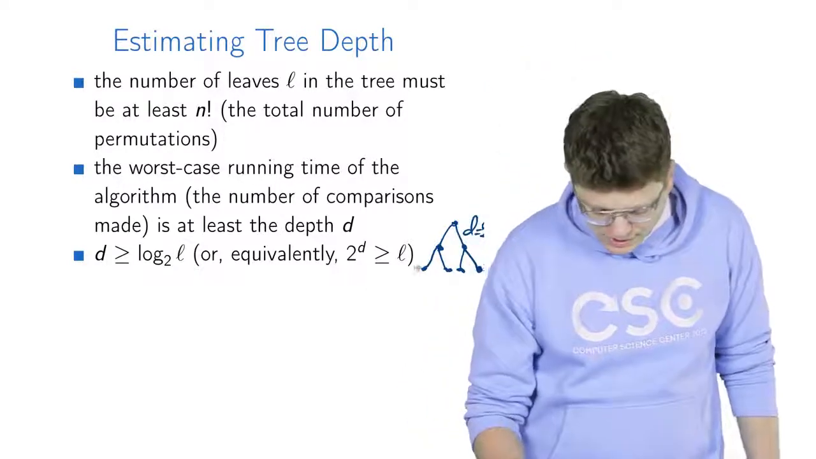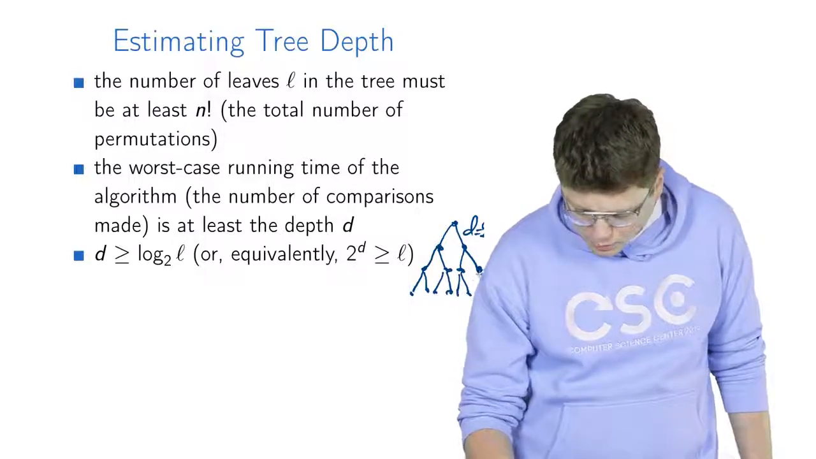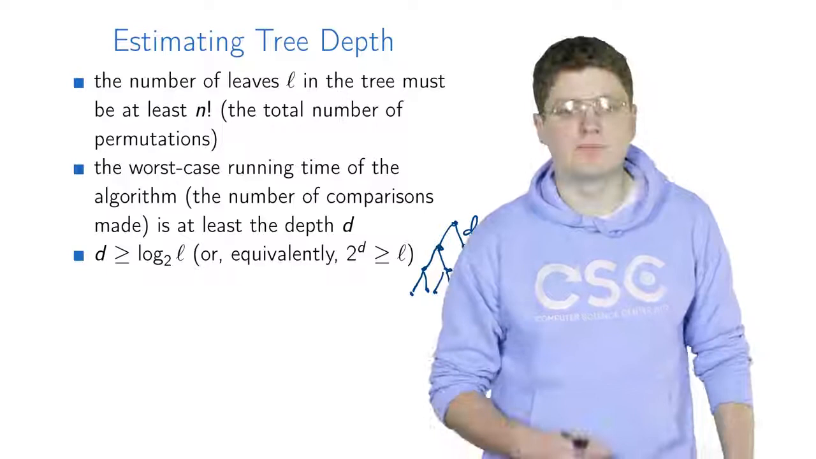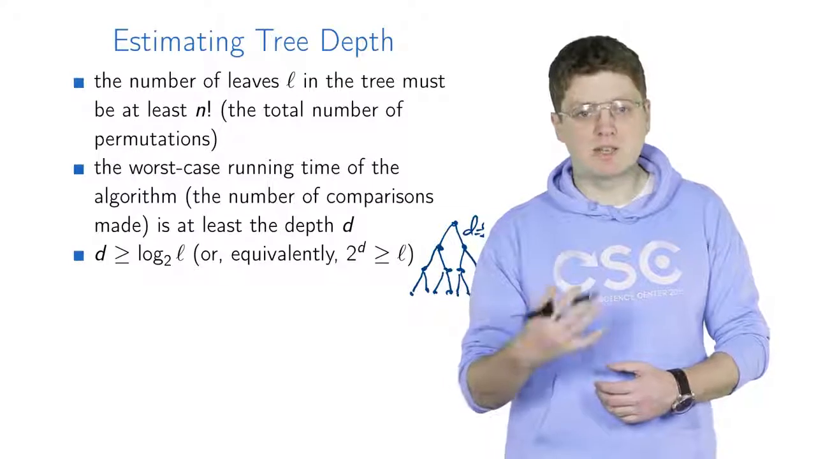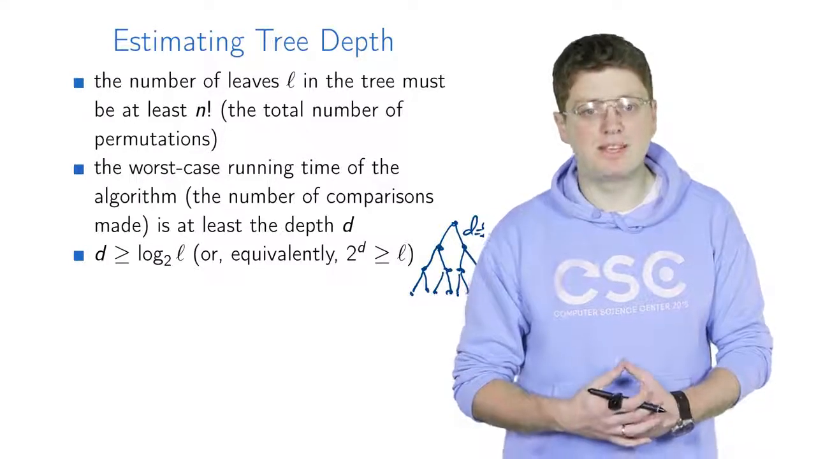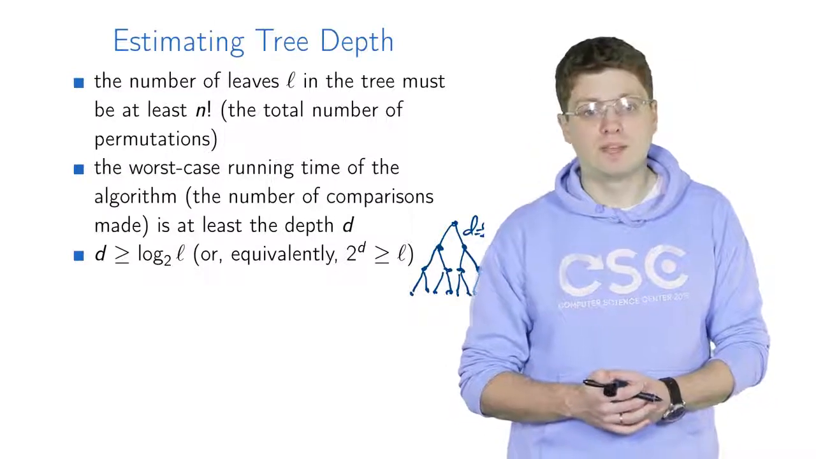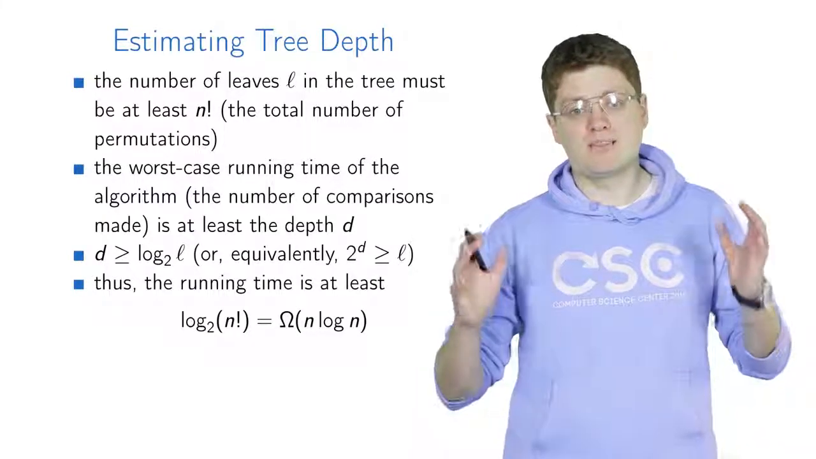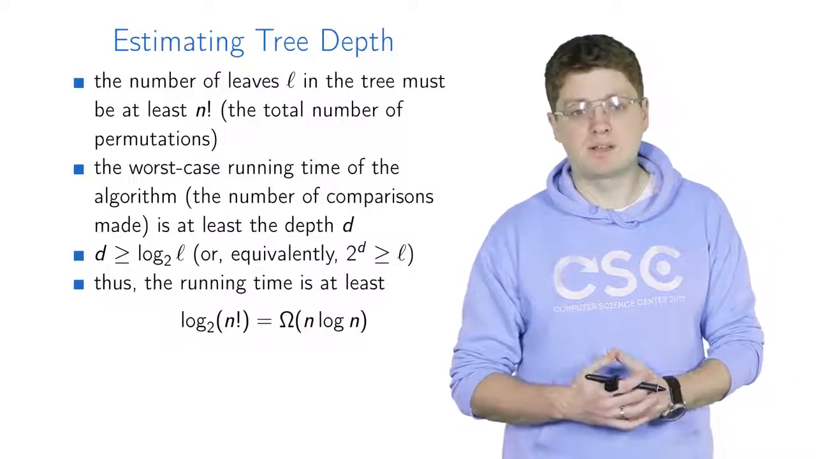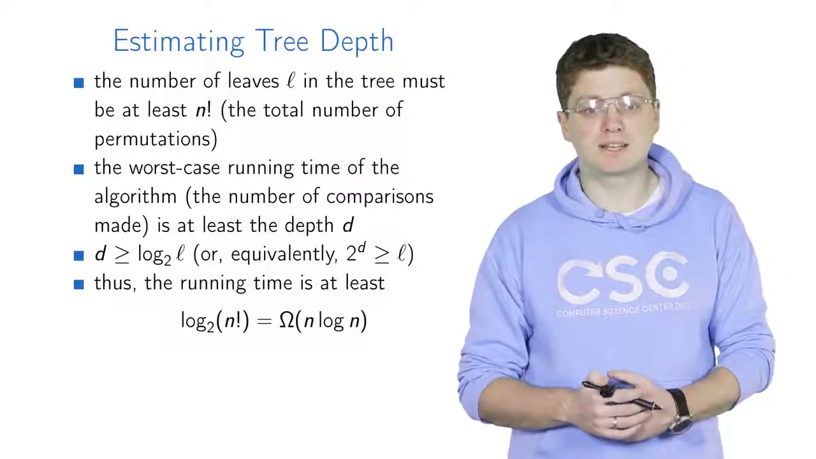And intuitively, it is clear that to have a tree of depth d that has maximal possible number of leaves, we need to take a tree which is a full binary tree of depth d. Right? And this tree has exactly 2 to the d leaves. So the maximal number of leaves in a tree of depth d is 2 to the d, which proves that 2 to the d is at least L. Okay, so the last step that we need to show is that if we have n factorial leaves, then the depth of our tree is at least big omega of n log n. And we will show this on the next slide.